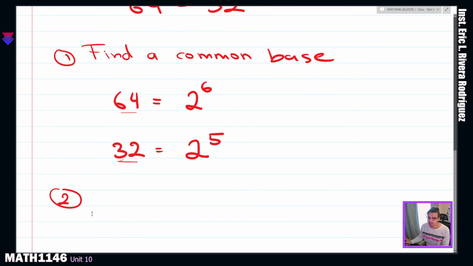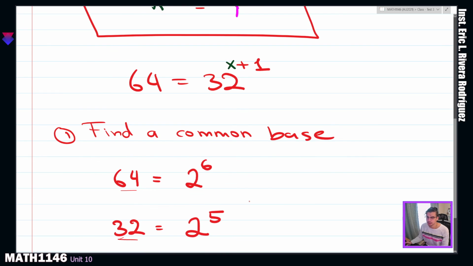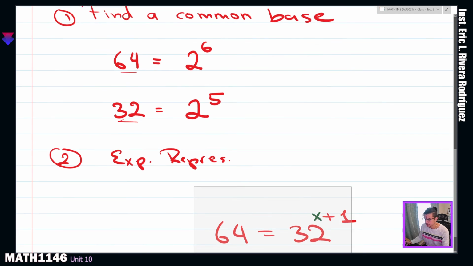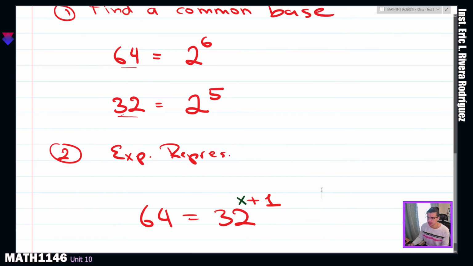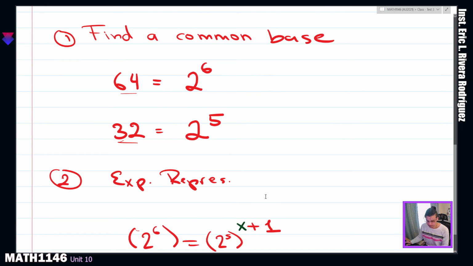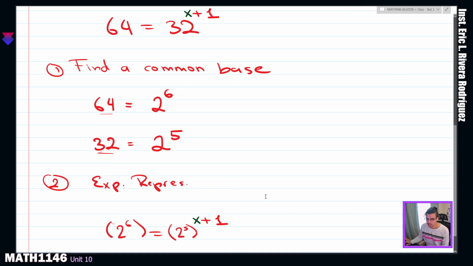When we have found that common base, we use the exponential representation of those numbers. So what does that mean? It means that now 64 will be 2 raised to the power of 6, and 32, and careful here, because you have an exponent there, 32 will be 2 raised to the power of 5. Any questions so far?